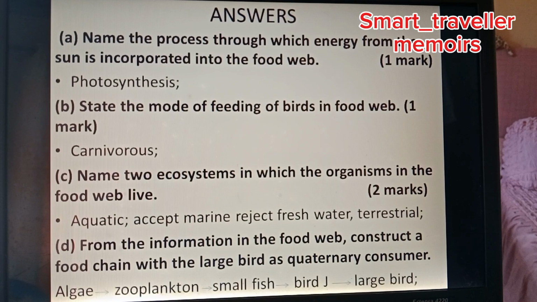From the information in the food web, construct a food chain with the large bird as quaternary consumer. So there we have the algae. We start with the algae, zooplankton, small fish, bird J, and large bird. So algae is the primary consumer. Zooplankton is the secondary consumer.